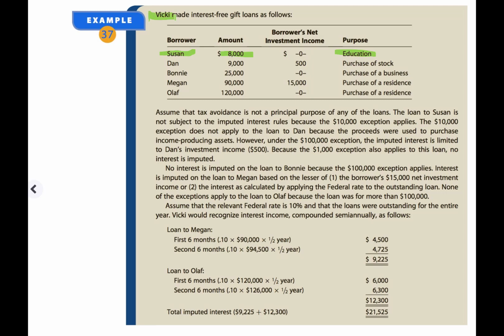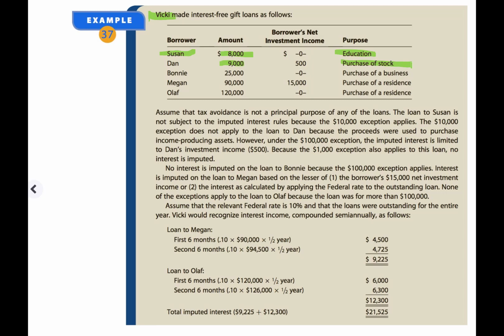Okay, Dan's loan is for 9,000, but it's a purchase of stock, so it is not going to be subject to the 10,000. But we have that 100,000 stipulation, don't we?